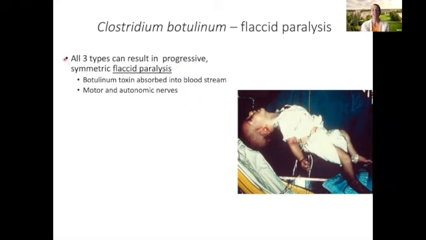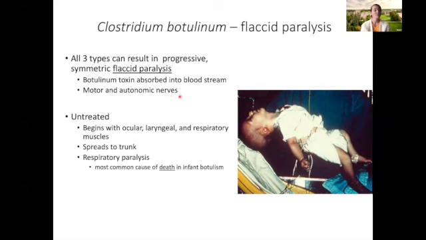So all 3 types of botulism, whether it's ingested, whether it's infant or wound botulism, result in progressive symmetric flaccid paralysis. The toxin gets absorbed into the bloodstream and it affects the motor and autonomic nerves, just like tetanus toxin did. If it's left untreated, it will progress like this. It will start with ocular, laryngeal, and respiratory muscles. So vision disturbances, difficulty breathing, a hard time swallowing.